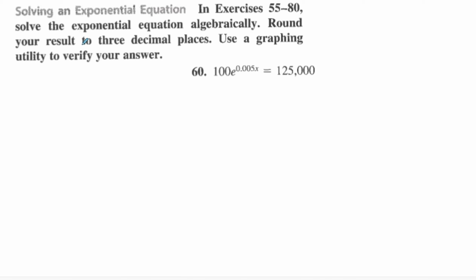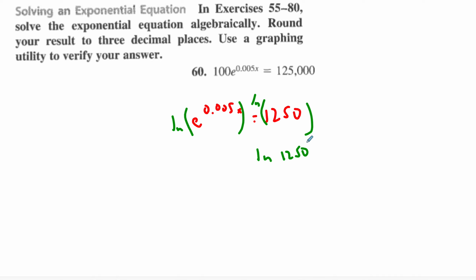All right, solve and round, and here we go. First off, you have to get the exponential by itself. So divide both sides by 100. That just chops off a couple of zeros, so you get 1250 equals e to the 0.005x. Preferentially, we're going to use the natural log. Why? Because it cancels out a base e. So we take the natural log of both sides, which gives natural log of 1250 equals 0.005x. We divide both sides by 0.005.